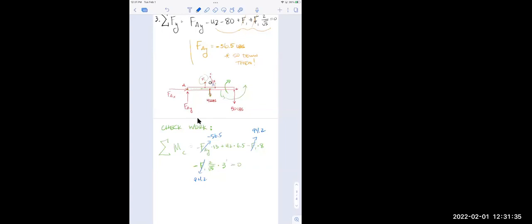Negative 56.5 times 13. Notice that's a negative times a negative, so that's actually turned into a positive. I missed that. And then plus 42 times 6.5, minus 94.2 times 8. And then minus 94.2 modified by 2 divided by the square root of 5, multiplied by 3. I'd like you to take the time to plug that in before we're done. What do you get?